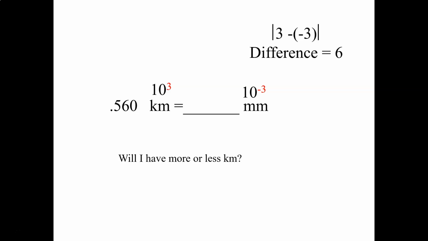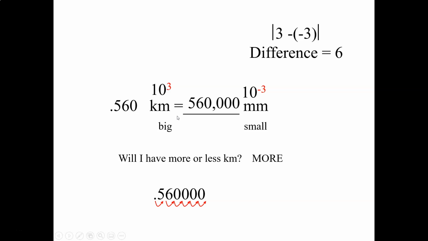So over here, km and mm, is km going to be bigger or smaller than mm? Well, kilometer is much bigger, so I'm starting with a bigger unit. So over here, I'm going to move my number to make it bigger. So I'm going to move the decimal place 6 times, 1, 2, 3, 4, 5, 6, 6 times, and I'm going to get 560,000. Here's me moving my decimal place 6 times.